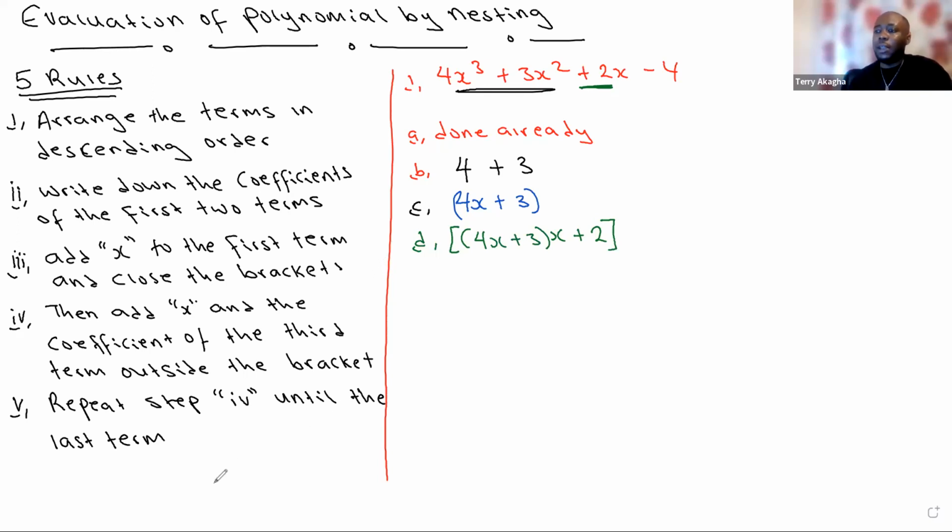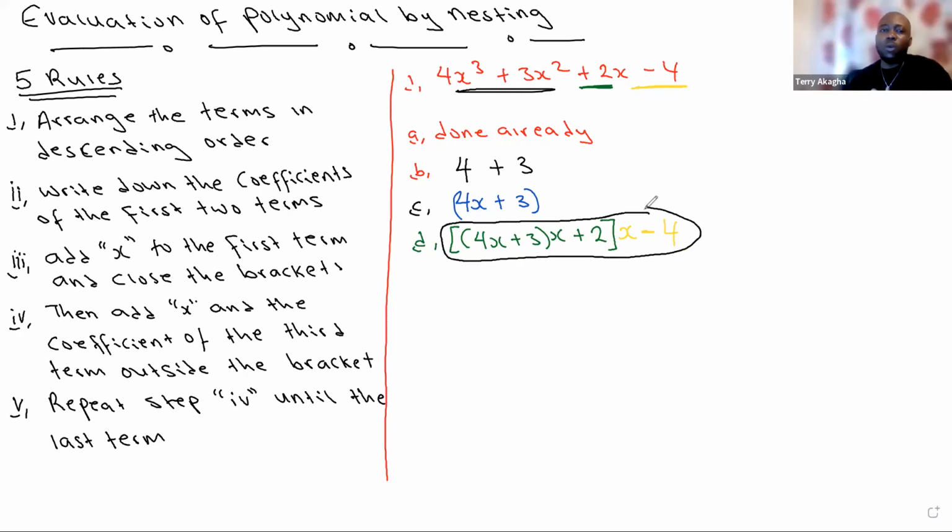So I'm gonna go again. We still have one more here. I want to add x. I'm going to repeat step 4. Then add the coefficient of the next one, which is minus 4. So now you can see the answer for this is going to be 4x plus 3, x plus 2, x minus 4. And that will be the answer for that.